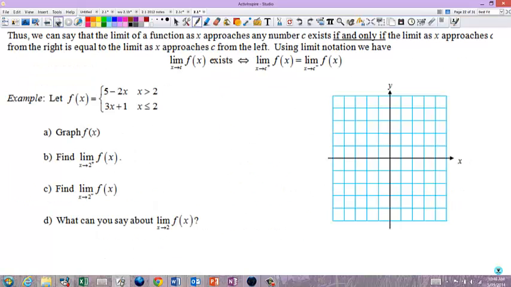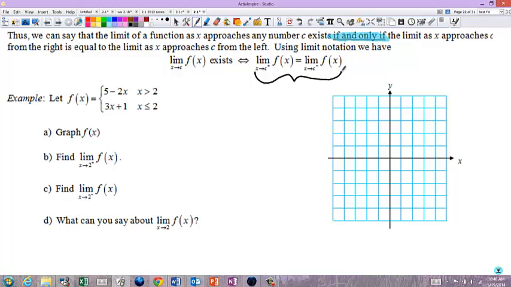It says we say that the limit of a function as x approaches any number c exists if and only if the limit as x approaches c from the right is equal to the limit as x approaches c from the left. Using limit notation, we have that they have to be the same.